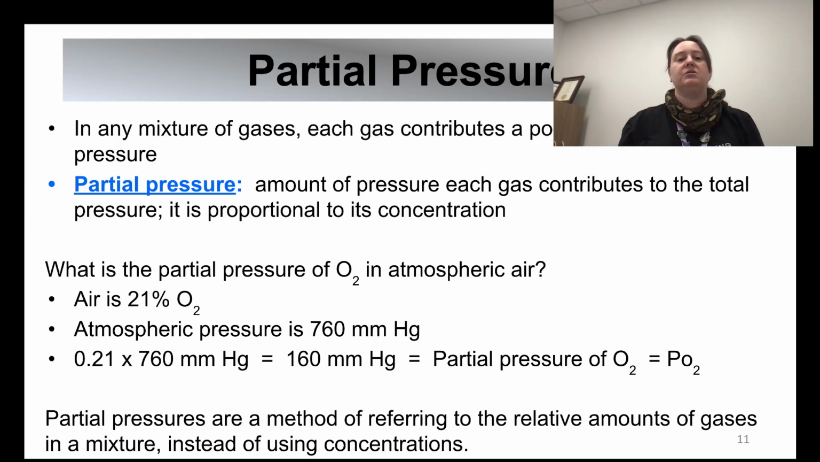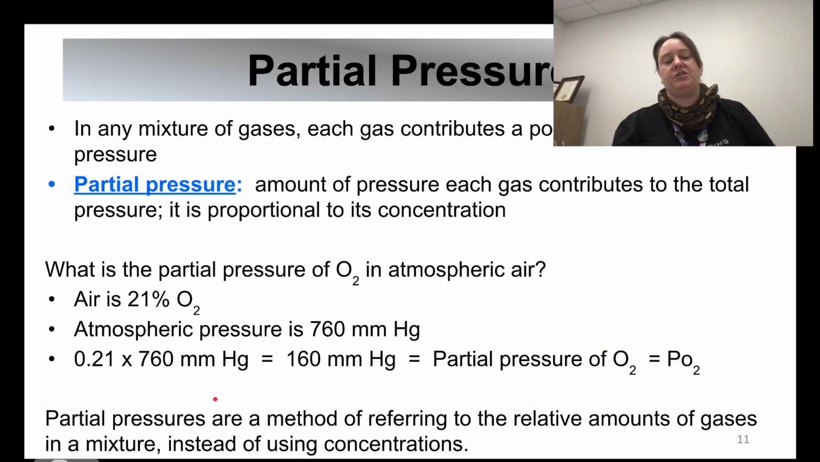Therefore, the total pressure is 760 millimeters of mercury, which is the number we talked about earlier when we were discussing dropping the pressure in our lungs so the air flows in, and then everything going back to normal, which forces the air out. So 0.21 times 760 millimeters of mercury equals about 160 millimeters of mercury partial pressure of oxygen, which is PO2. So there you go.